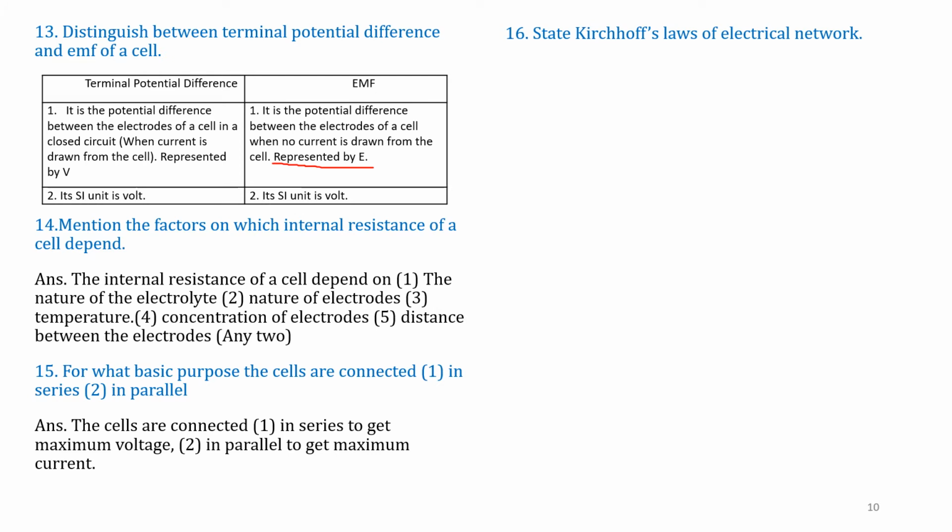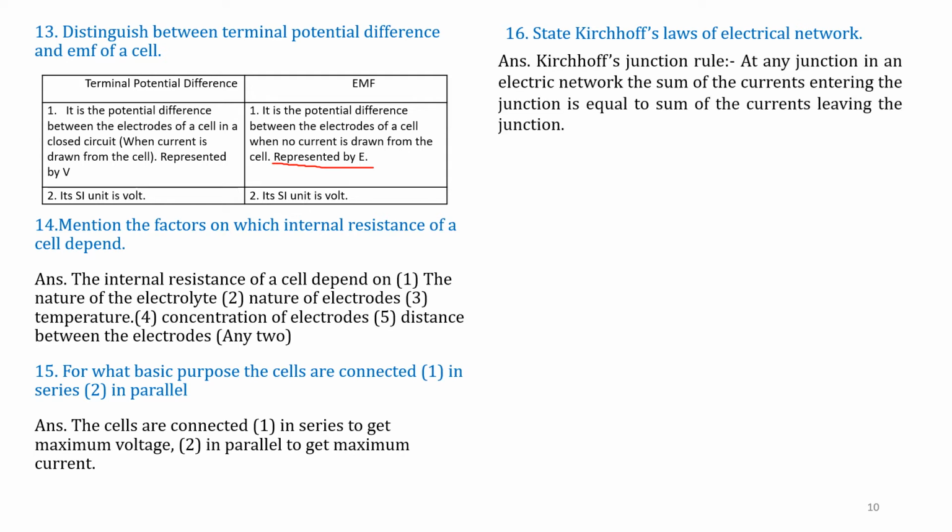Question number 16. State Kirchhoff's law of electrical network. Kirchhoff junction rule: at any junction in an electric network, sum of currents entering is equal to sum of currents leaving. Kirchhoff's loop rule: the algebraic sum of changes in potential around the closed loop involving resistors and cells in the loop is zero.